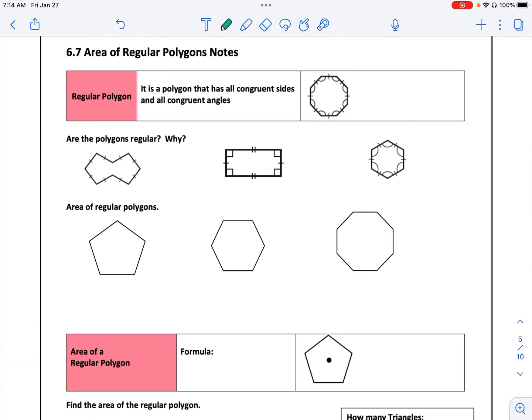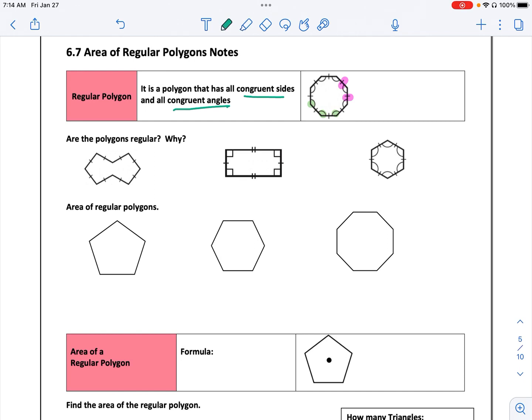So with your 6.7 polygon notes, a regular polygon is a polygon that has all congruent sides and all congruent angles. So if you notice on this picture, all of these little sides have a congruent mark, and all of the angles also have a congruent mark. So to be a regular polygon, a shape has to have all congruent sides and all congruent angles. And if it doesn't have the markings or numbers showing they're congruent, you can't just assume they're congruent.